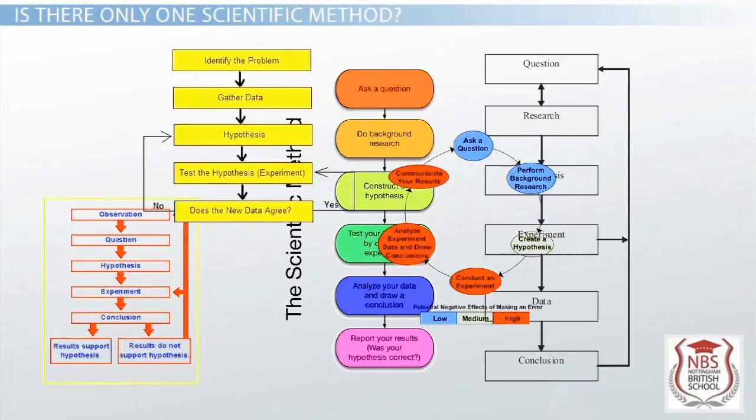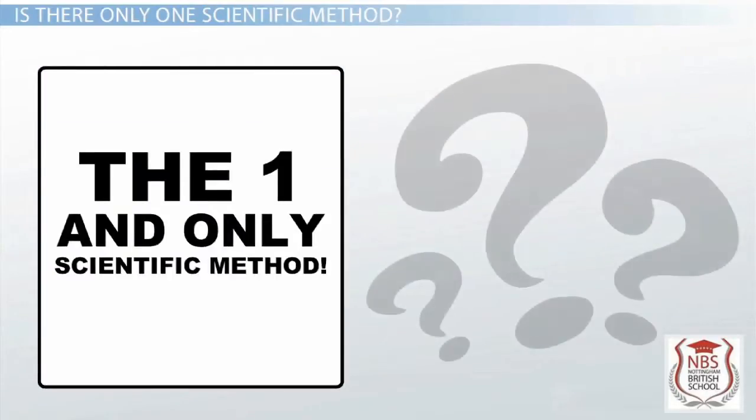Chemists follow the method a bit differently than psychologists. Geologists have their own unique methods. So, is there really one scientific method that encompasses all of science? Well, to find out, we'll need to learn more about the scientific process.